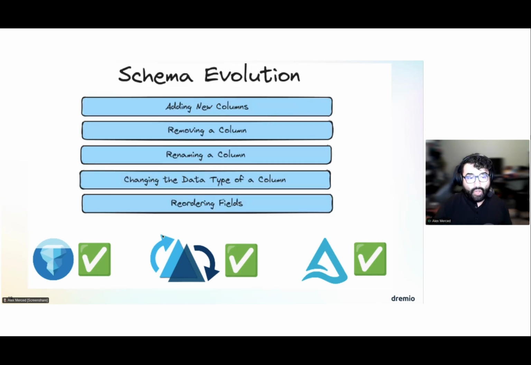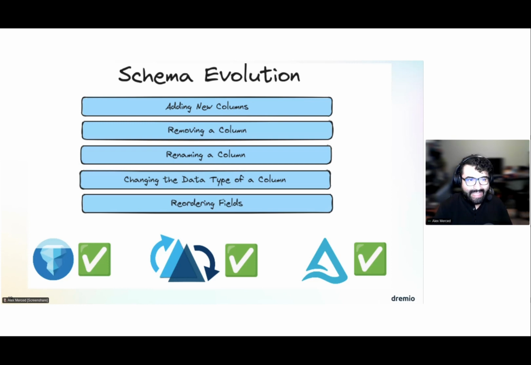Then there's schema evolution. All three formats enable schema evolution. So you can add columns, remove columns, rename columns, change the data type of columns, and reorder the columns. And you can do that without having to rewrite all your data files. Each of them does it a little bit differently, but the idea is that they have a mechanism for tracking the changing schema. That way you can apply the new schema to the existing data files without having to rewrite those data files, which saves a lot of money.